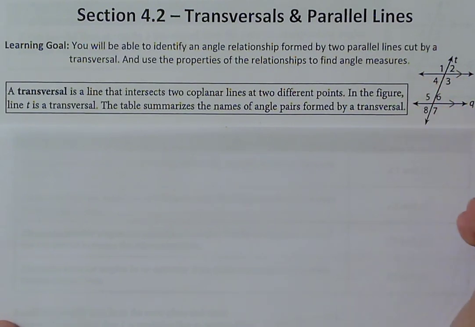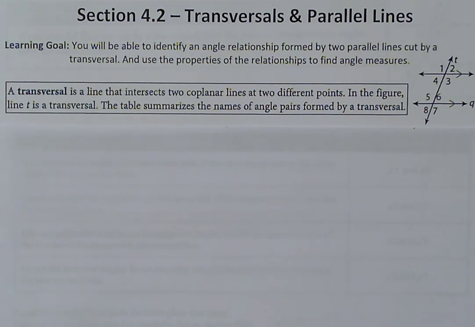Lines P and Q are going to be considered my parallel lines, and line T is going to be my transversal. Transversal is just a fancy way of saying a line that cuts through two lines, forming this diagram. Now, as you can see, my two parallel lines cut by a transversal form 8 different angles for our diagram.